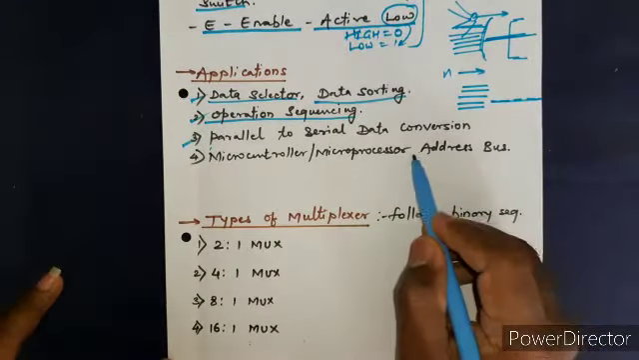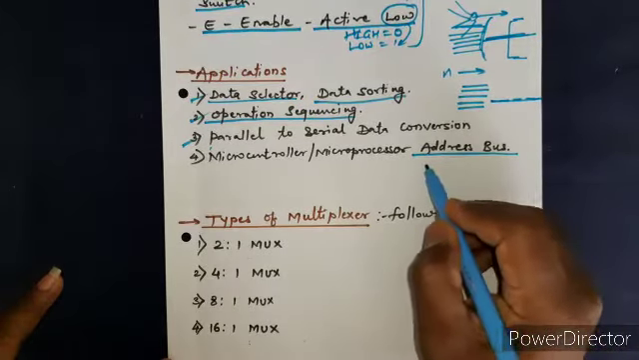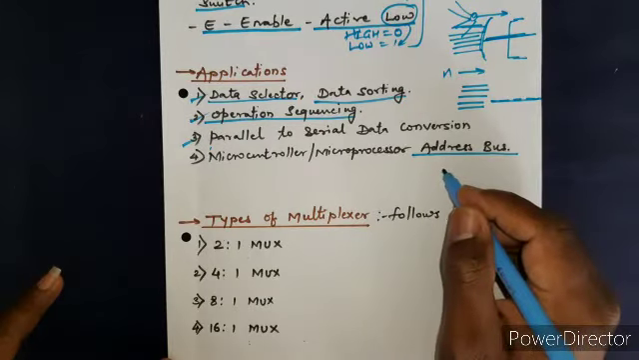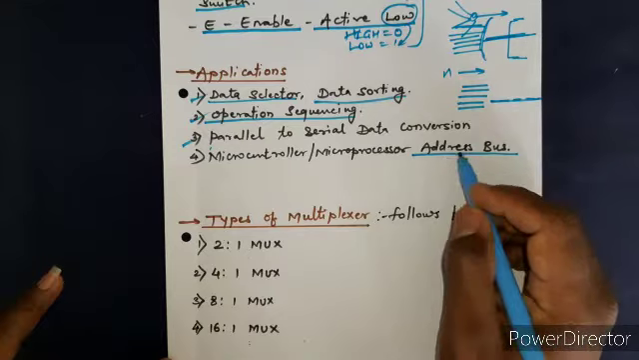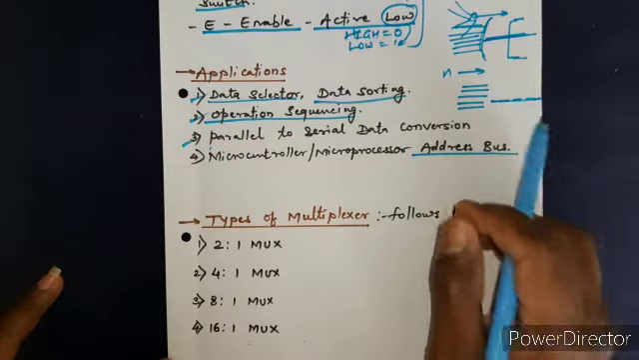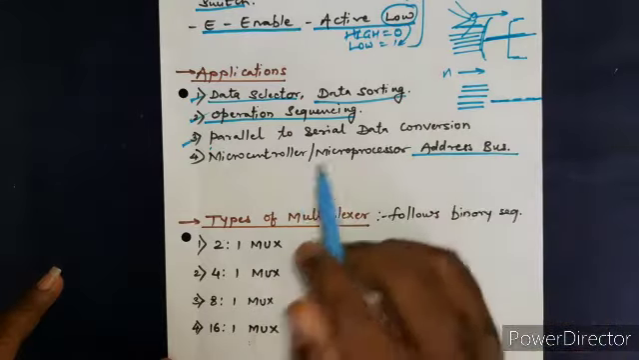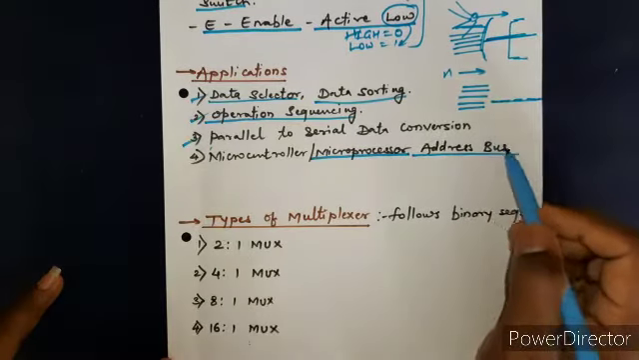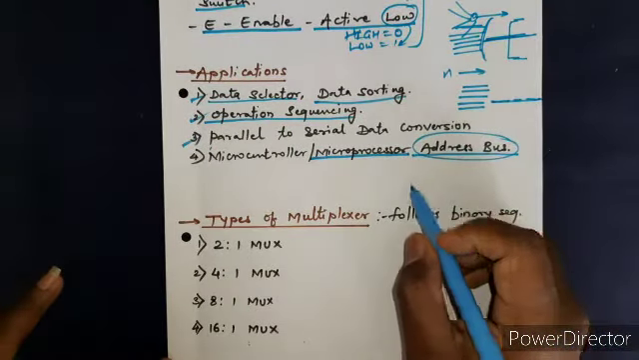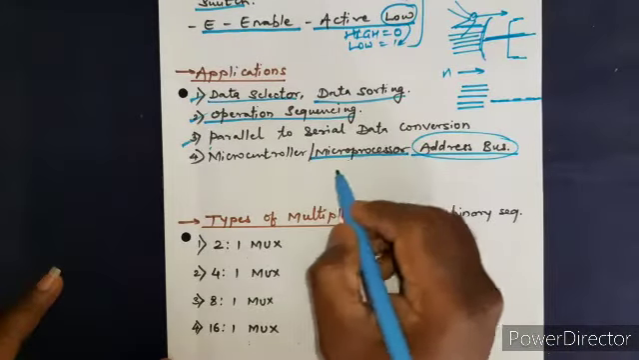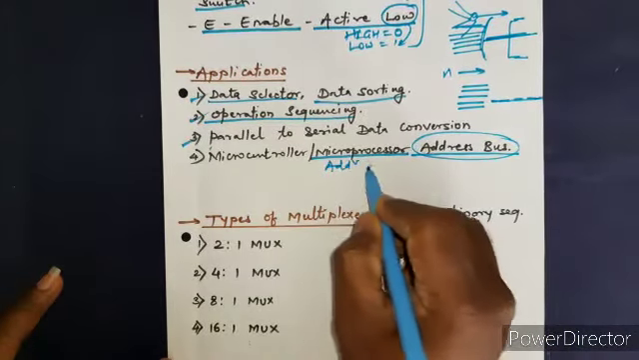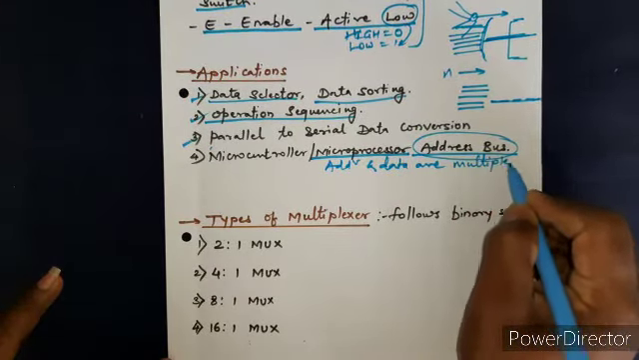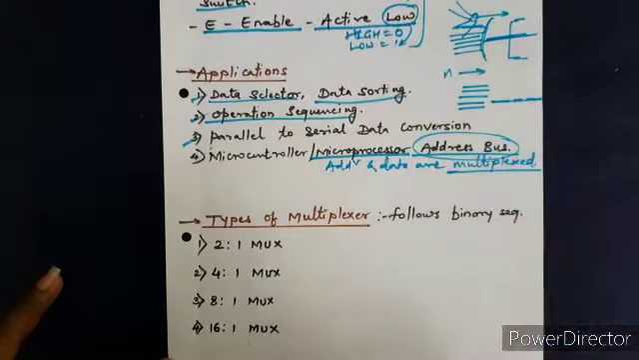Microcontroller, microprocessor, address bus: there is something called latching or multiplexing of address and data. There these multiplexers are used. Maybe in your next semester you will have a subject on microprocessors, where you will understand this concept. So we can say here that address and data are multiplexed, and that's why a multiplexer is used here.